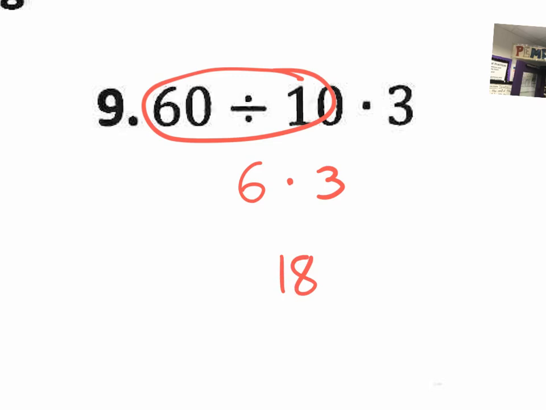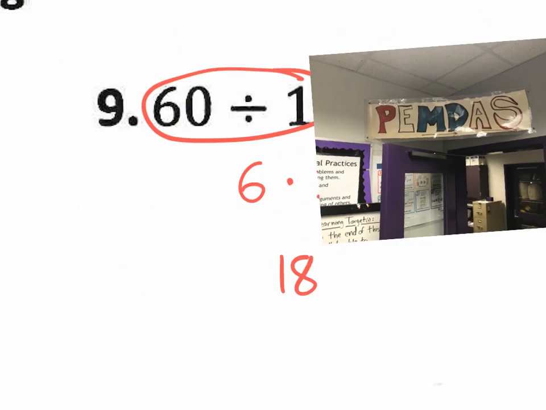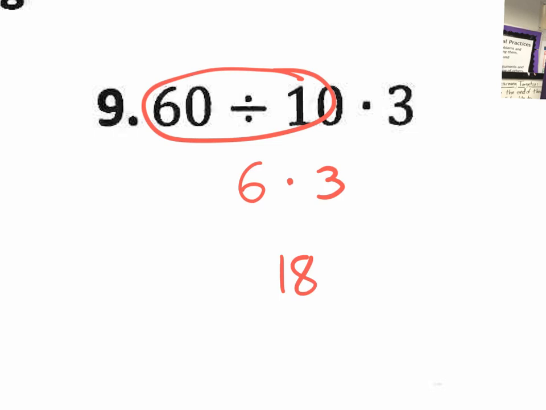So again, the M and the D are both blue because whenever you're faced with multiplication and division, you go from left to right. Multiplication is not more important than division. Division is not more important than multiplication. They're both worth the same, so you go from left to right when you're faced with both, and that's exactly what we did here. Division came first from left to right, so I do the division first, then multiplication. Final answer is 18. Let's move on.